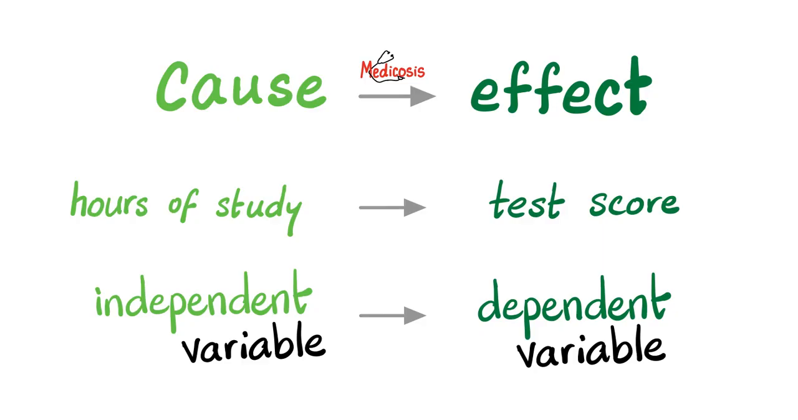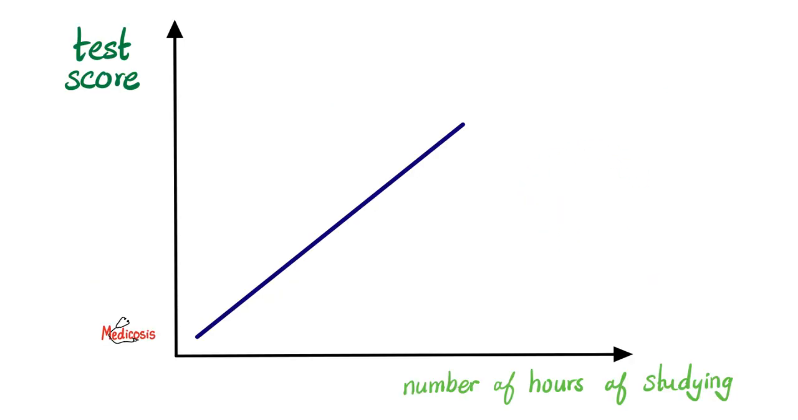For instance, I punch you in the face and then you start to bleed. Of course, I will never do this because I love you. The punching is the cause. The bleeding is the effect. Independent variable versus dependent variable. Let's say that there is a correlation between the number of hours of studying and the test score.